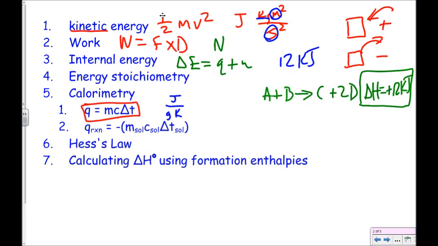Now, next type of problem would be a Hess's law problem. And that one's a dead giveaway. If you see they're asking for the delta H of a reaction and they give you other reactions, you're going to be doing Hess's law. We'll see that in a second.